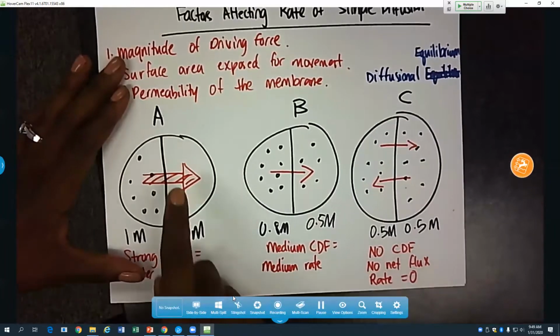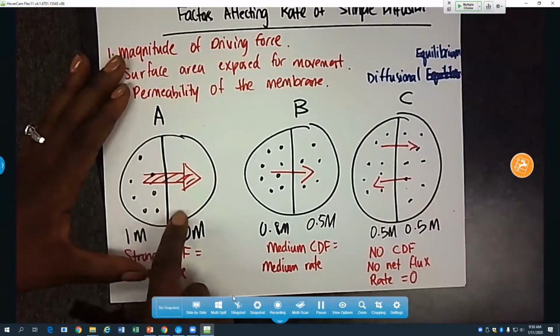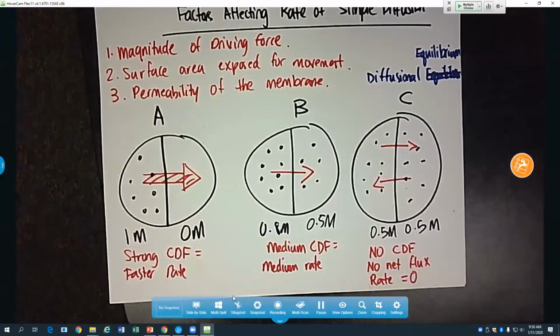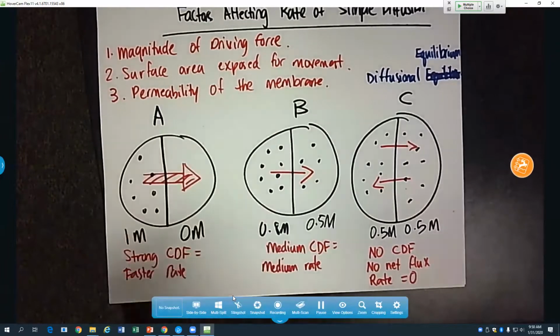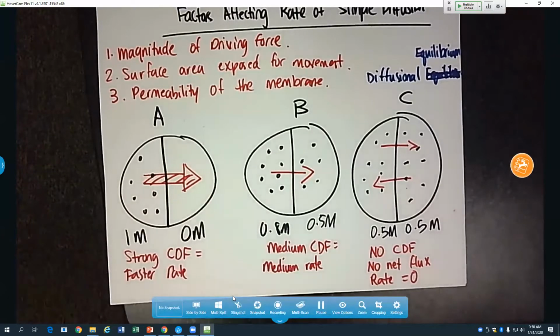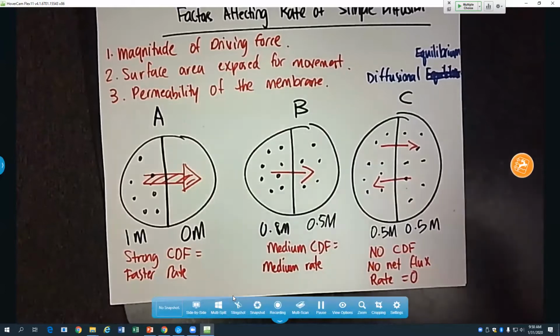And then lastly, the permeability of the membrane. So how likely are these particles to go through the membrane? And that is going to depend on a few other factors that we'll talk about, such as the size and charge and shape. But basically, if we have no permeability, we have no movement, even if we have a concentration gradient. Really important to make that point. So we can have a strong driving force, we can have a lot of surface area, but if the membrane in question is not permeable to the solute in question, then the rate is still 0, okay?